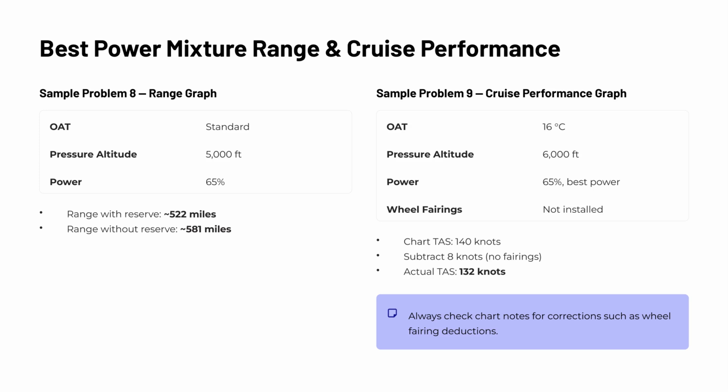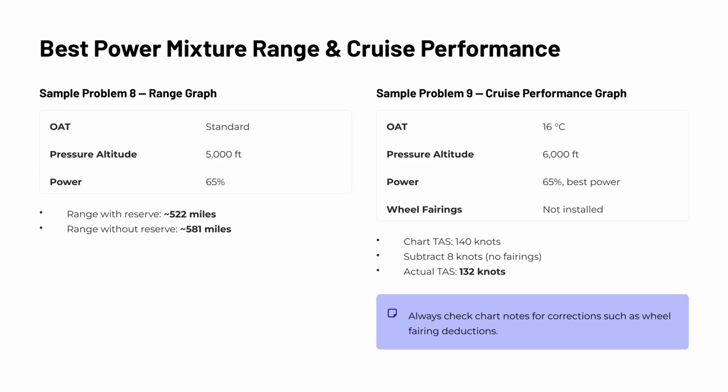Let's work through two sample problems using the range and cruise performance charts. In sample problem 8, we have standard OAT, a pressure altitude of 5,000 feet, and 65% power. Reading the range graph, we get approximately 522 miles with reserve fuel and 581 miles without reserve. That difference highlights why it's important to know which figure you're working with. Range with reserve is the conservative practical number you'd use for flight planning purposes.